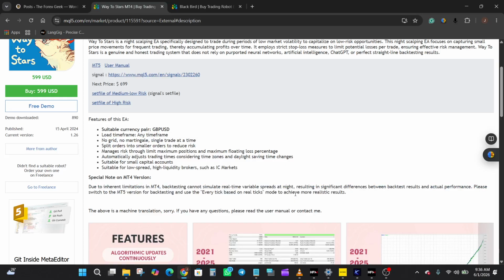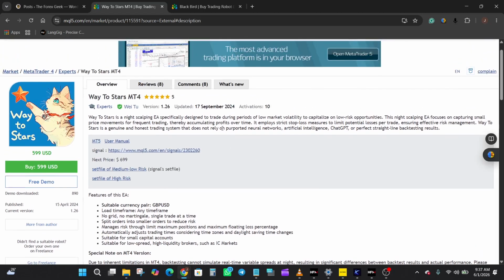In fact, the developer specifically recommends using the MT5 version for backtesting and selecting the every tick based on real ticks testing mode to achieve more realistic simulations. I think that's an important piece of information to keep in mind when evaluating any historical analysis associated with this system. All right, now let's just head over to the strategy tester.